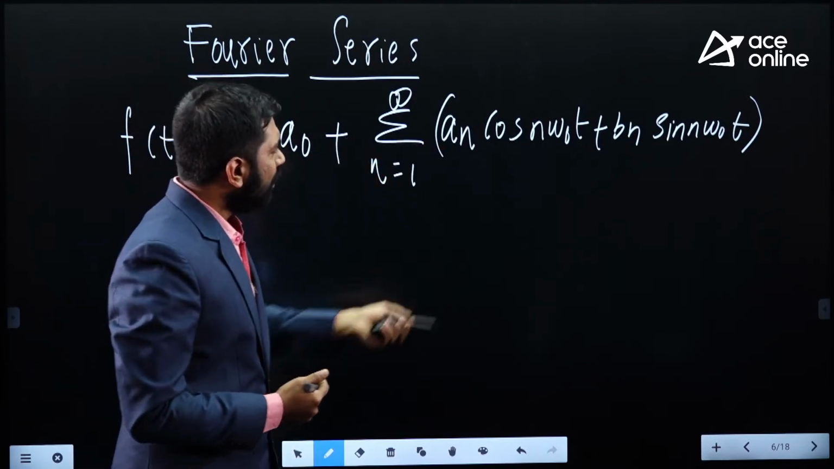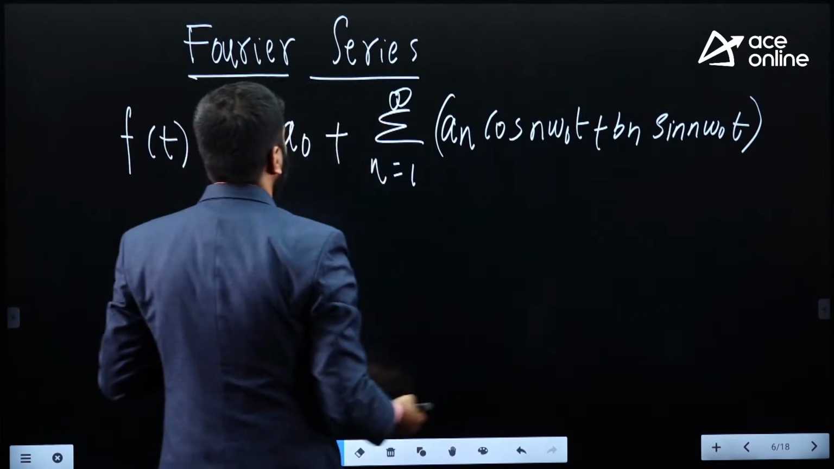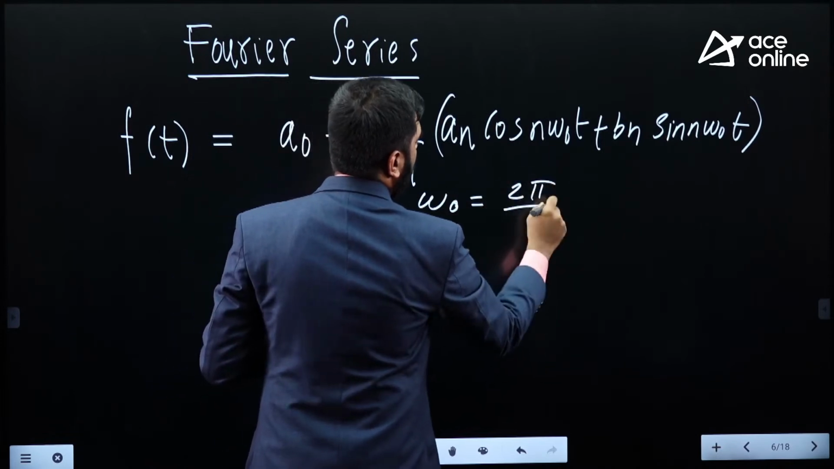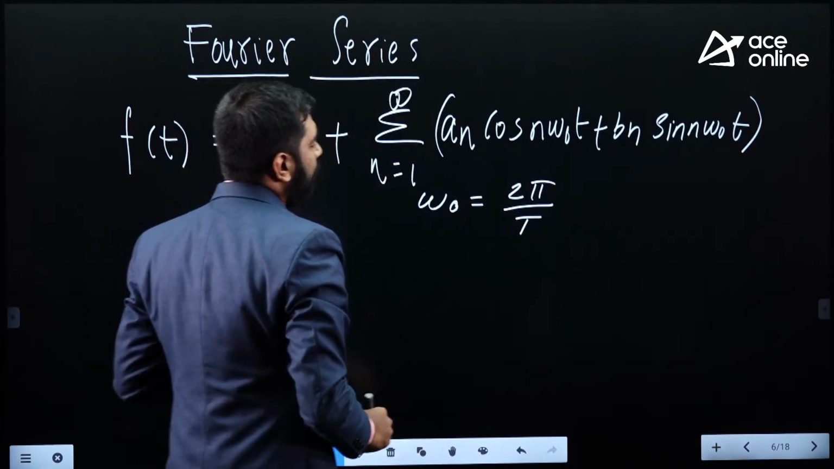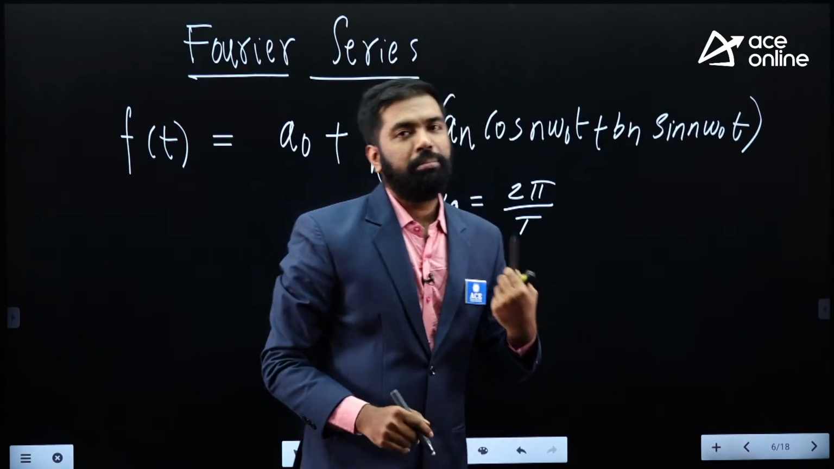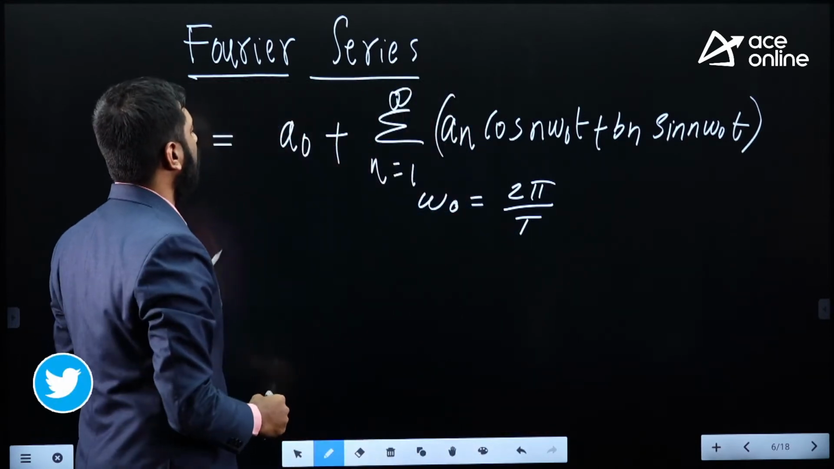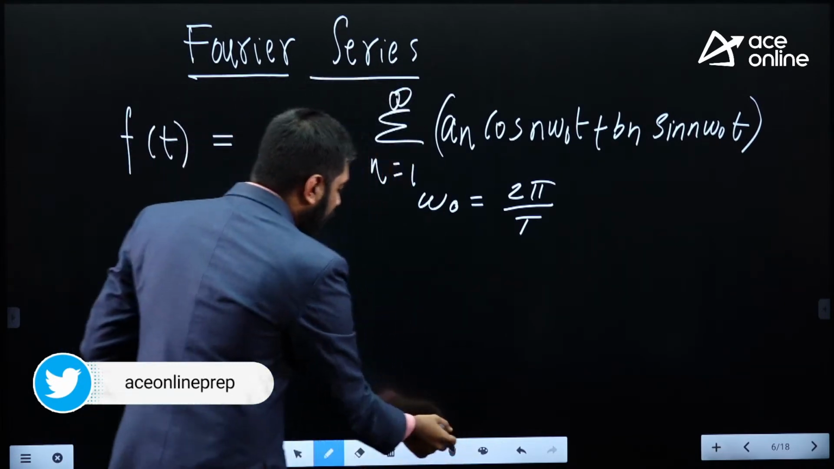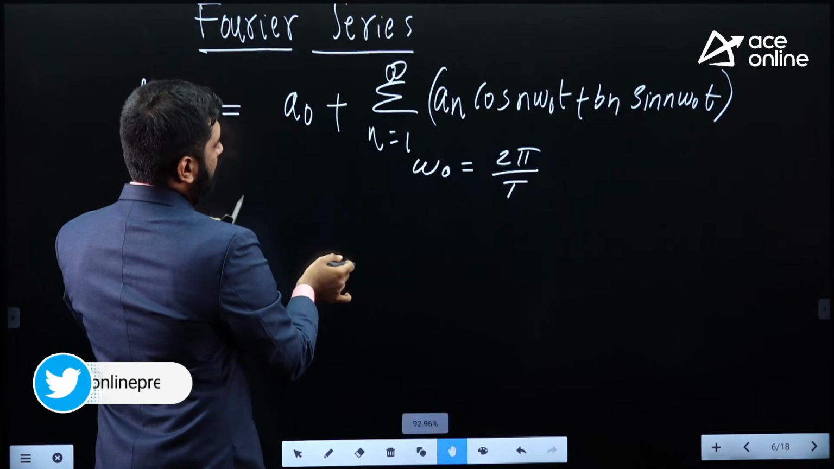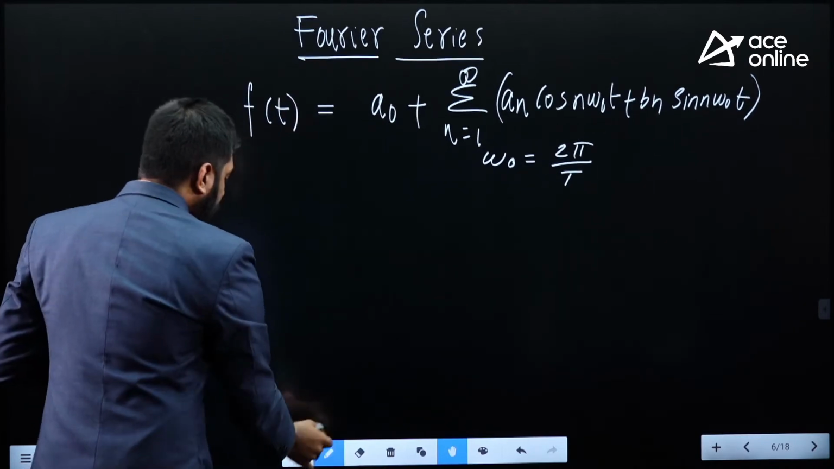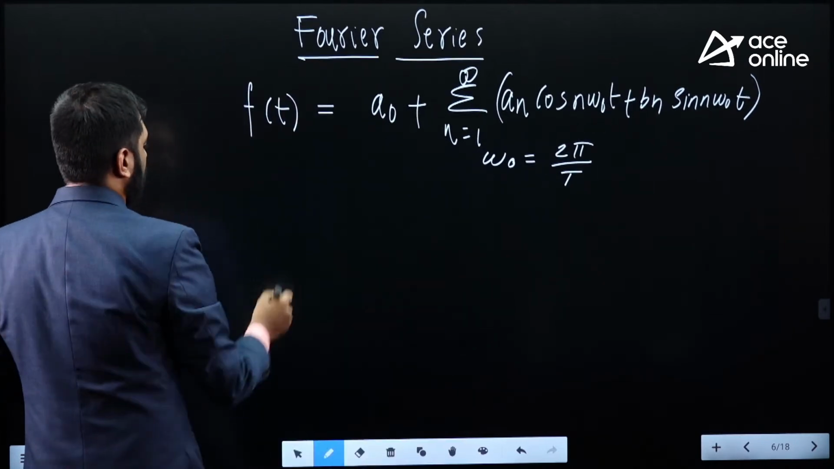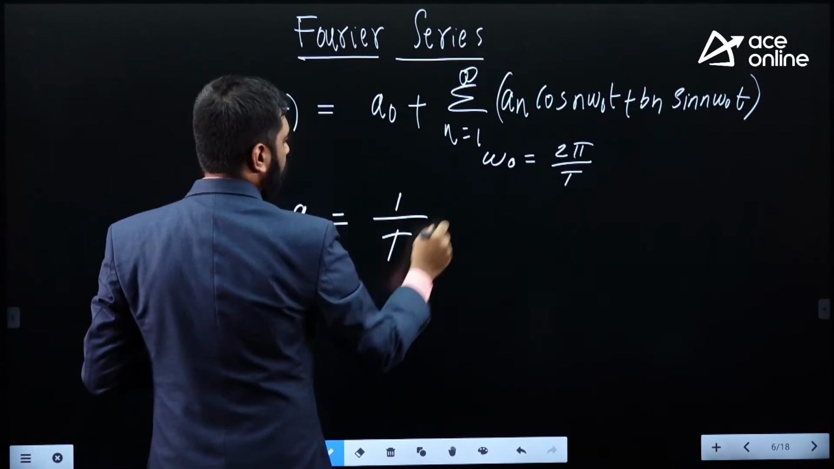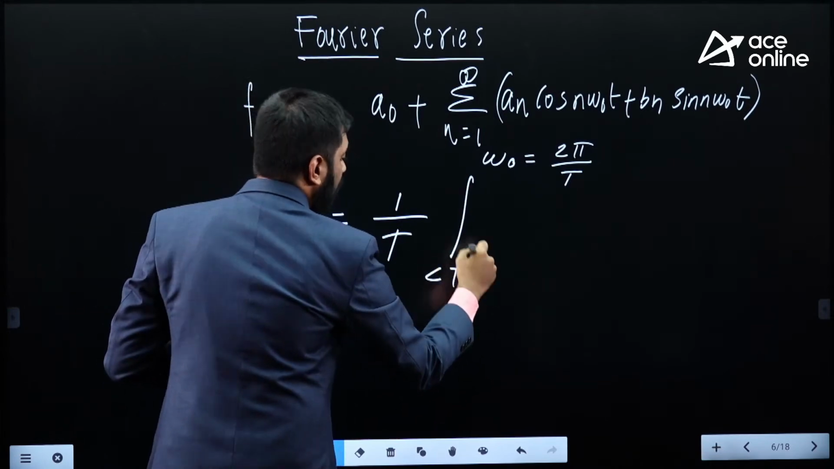Now, what is this omega naught? Omega naught is the fundamental frequency, which is given by 2 pi by capital T, where capital T is the fundamental time period. Let's now comment on the expression for A0, An and Bn. So A0 is calculated in the following way. Look at the expression for A0. It's 1 by T integral over one fundamental period.